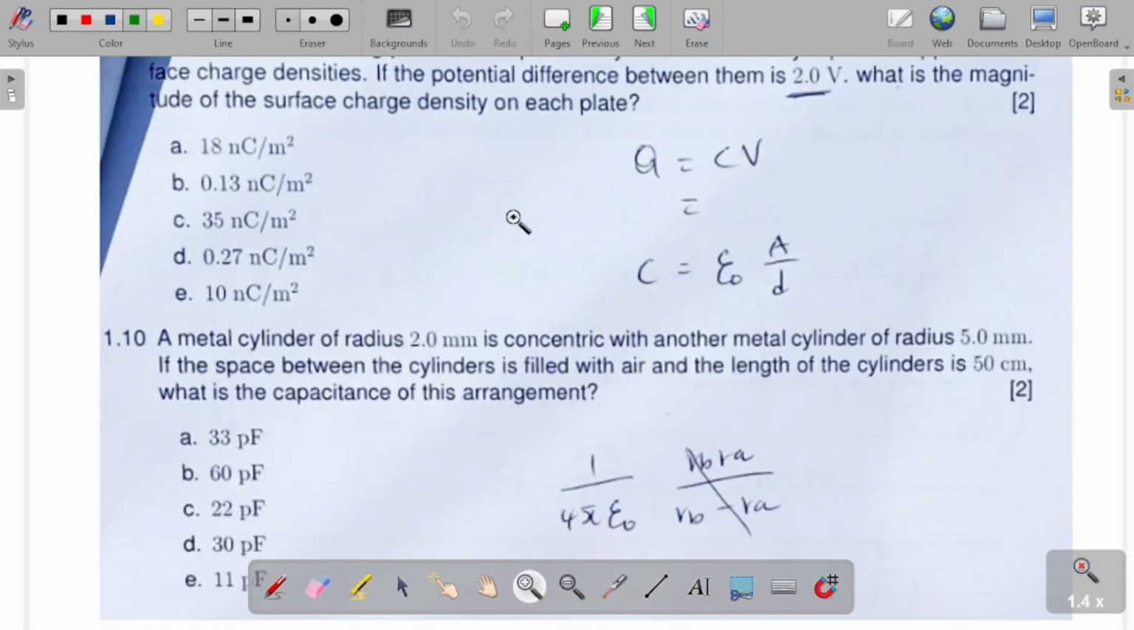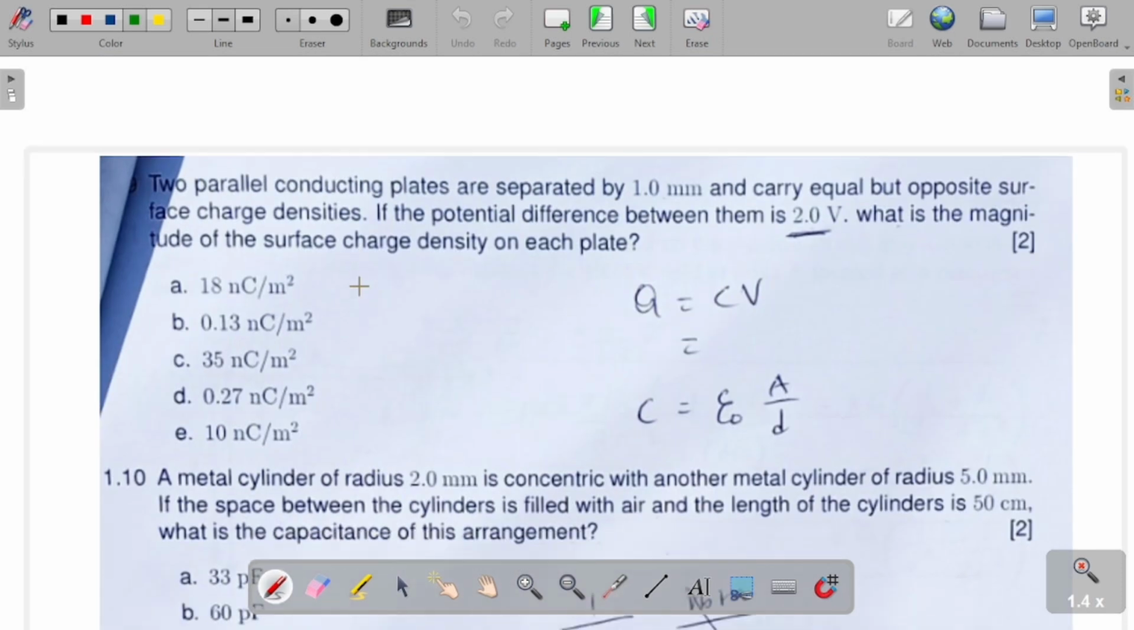So let's move on to 1.9. It reads as follows. Two parallel conducting plates are separated by 1 millimeter and carry equal but opposite surface charge densities. If the potential difference between them is 2 volts, what is the magnitude of the surface charge density on each plate? Yeah, it was a long question.